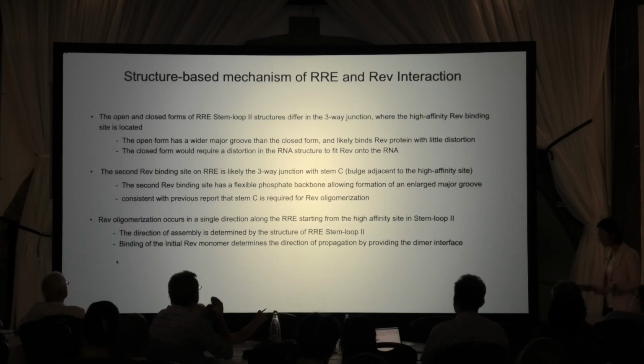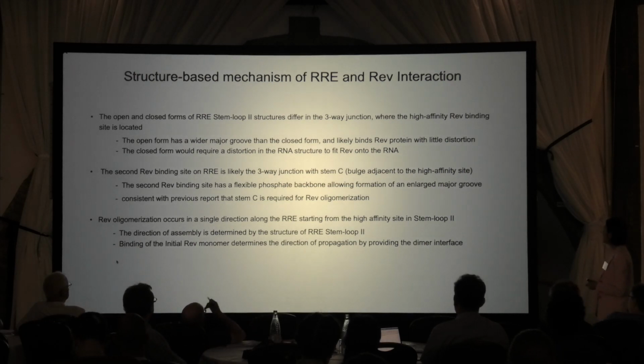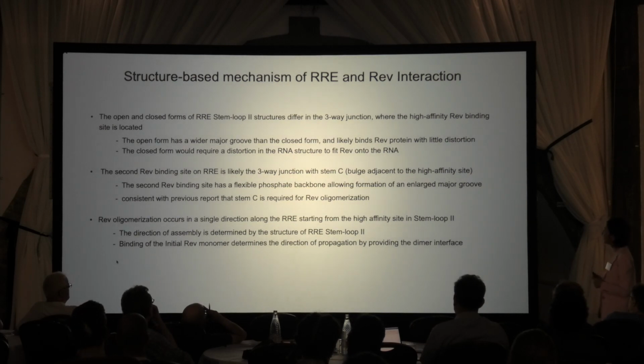Okay, so what do we learn from the structure? The open and closed forms of the RNA stem loop structures differ in the three-way junction, where the high-affinity Rev binding site is located. The open form has a wider major groove than the closed form, and likely binds Rev protein with little distortion. And the closed form would require a distortion in the RNA structure.